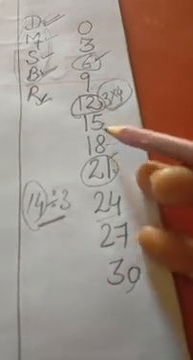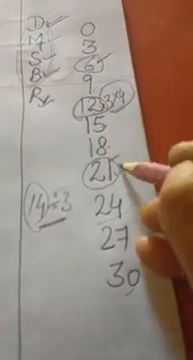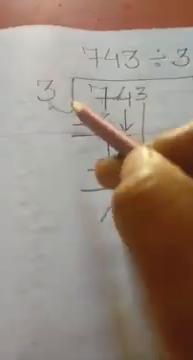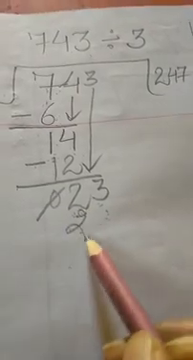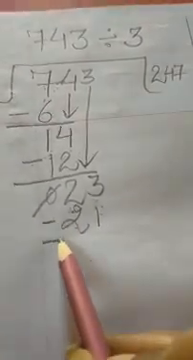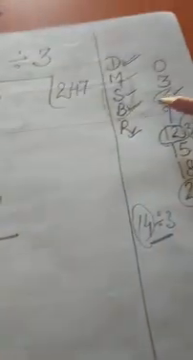So 21 is there. 3 zeros the 0, 3 ones the 3, 3 twos the 6, 3 threes the 9, 3 fours the 12, 3 fives the 15, 3 sixes the 18, 3 sevens the 21. So here we will do the multiplication. 3 sevens the 21.